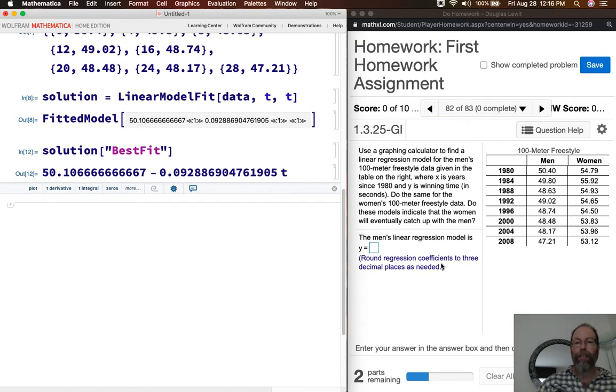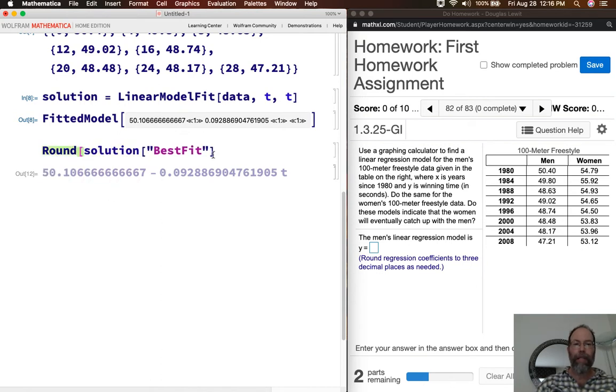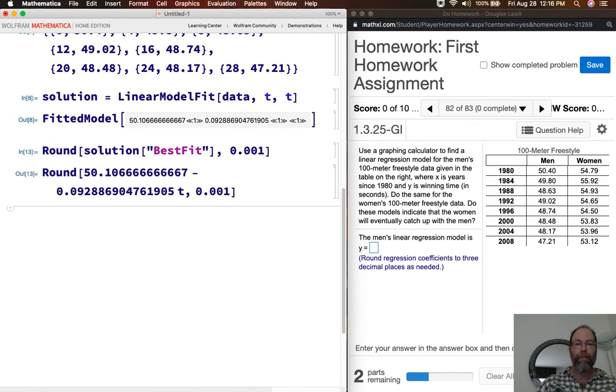Round regression coefficients to 3 decimal places as needed. So if I want to do that, round to 3 decimal places, 0.001. Okay, so why didn't that work? That should have worked, but that's okay. I'll round it.